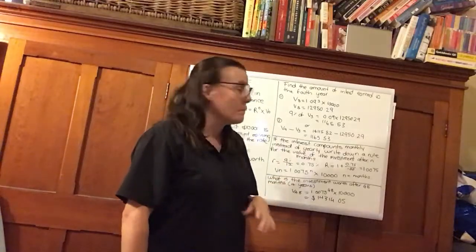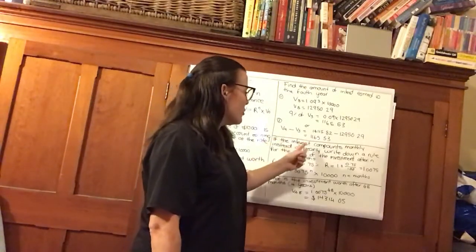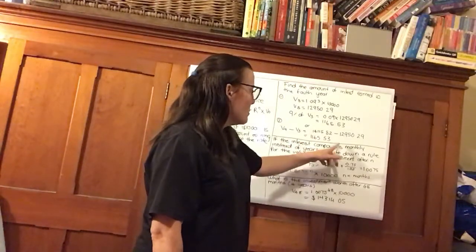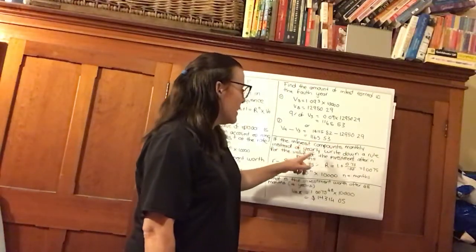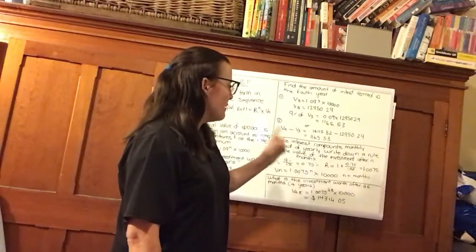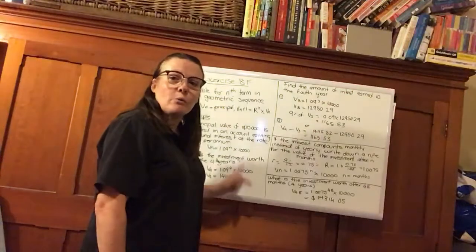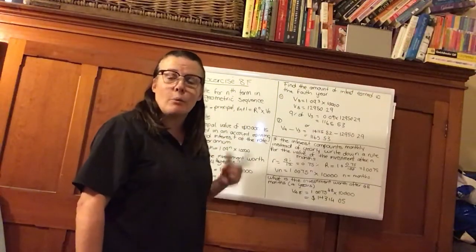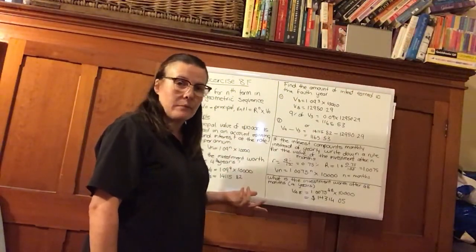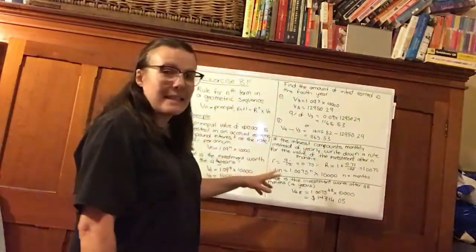Those are the two different ways of doing this. All right. If the interest compounds monthly instead of yearly, write down a rule for the value of the investment after n months. So remember over here in this question, we were compounding yearly. So we worked it out for yearly. This time we're going to compound monthly.